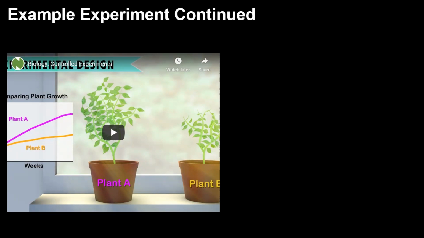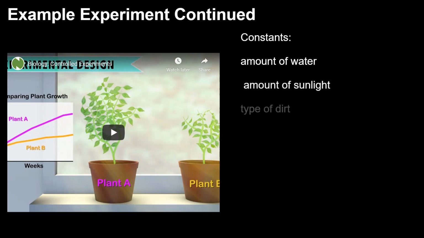Constants is the last thing that we need to talk about for this particular experiment. And you could go on for hours listing certain things that are constants that are controlled for, but we're just going to list a few of them. Like, for example, the amount of water. So each plant was given the same amount of water. Each plant was given the same amount of sunlight. The type of dirt was the same between plant A and plant B. Plant A and plant B were the same type of plant, which is super important. So again, there are many of them, like the same type of pot was used for both plants, but those are the ones that are the most important.